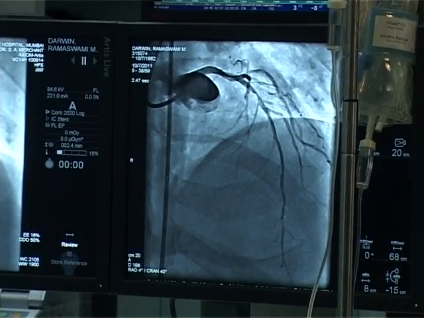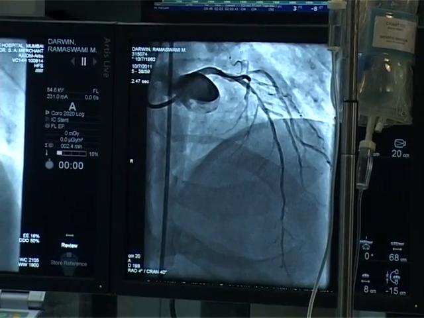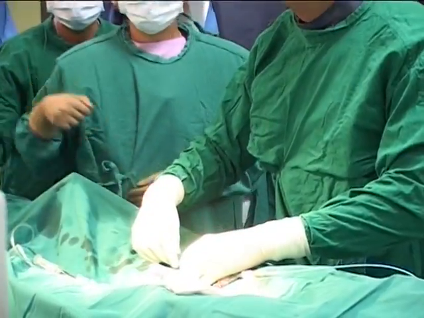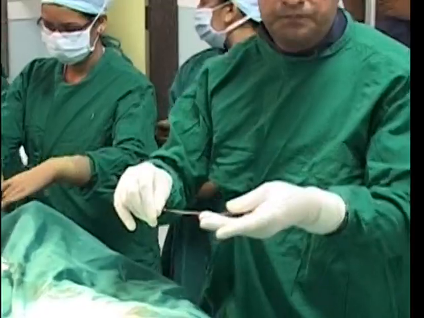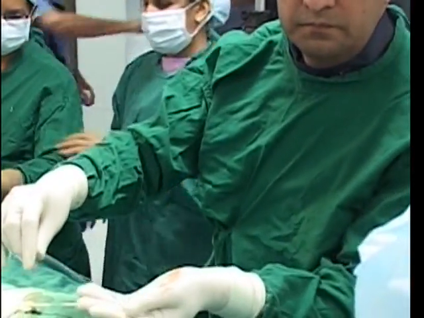Here is a fixed image to show the 60% lesion in the proximal LAD. I am now removing the IVUS catheter. This is a Golden Eagle IVUS catheter.